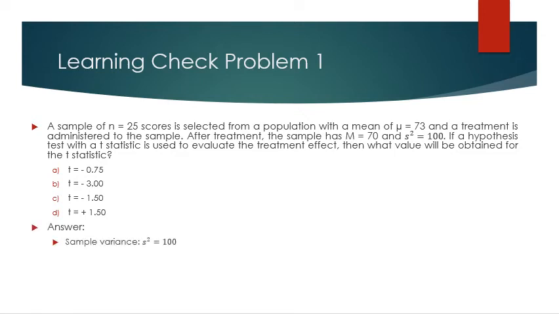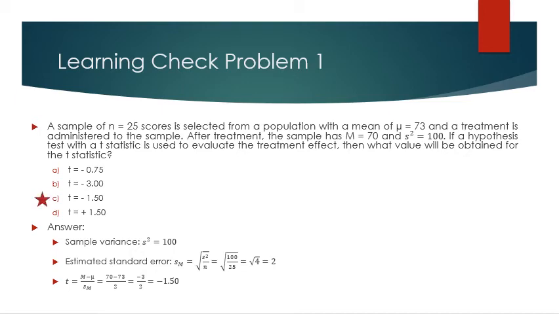They told you that your sample variance was 100, so you can go straight into finding your estimated standard error. Use the equation that has variance, which is the square root of s squared over n. You should find an estimated standard error of 2. Then you should be able to put that into the t equation and find a t equal to negative 1.5. And there's your answer, C. t would equal negative 1.5.